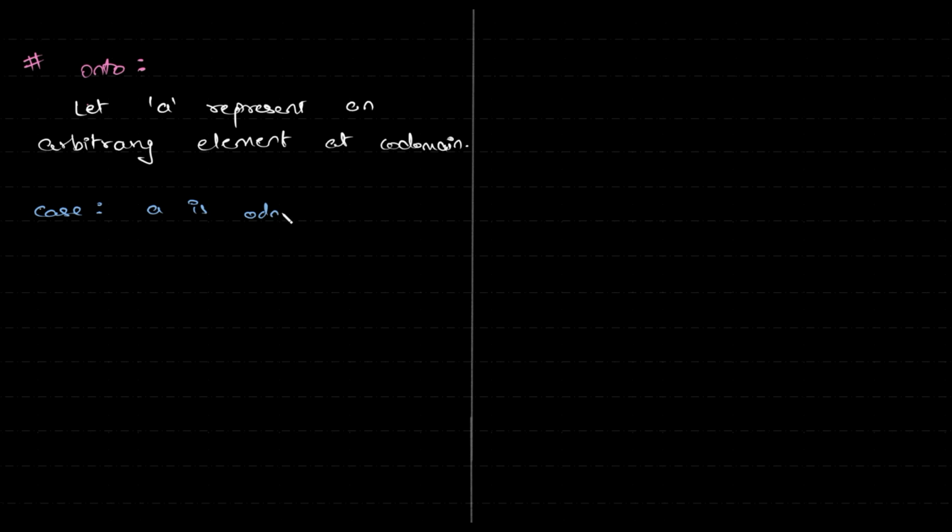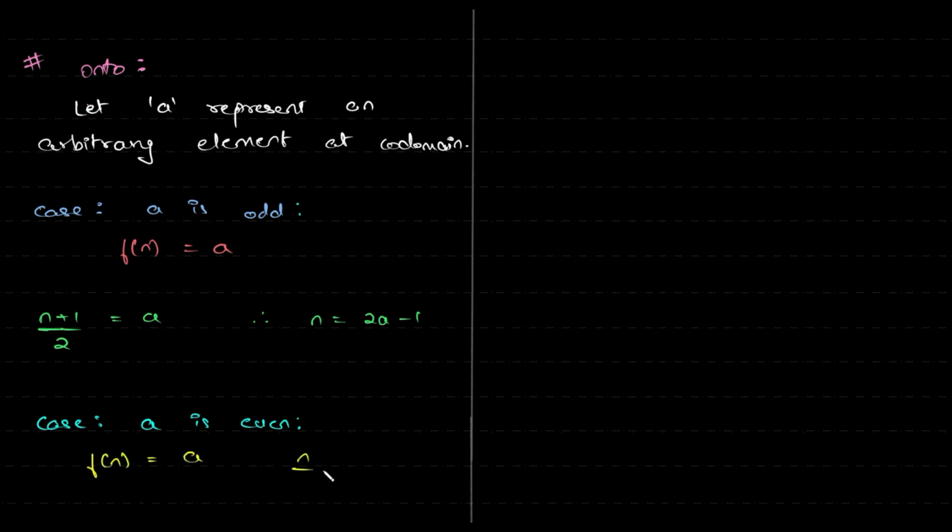So there are two different cases. We're taking A representing an arbitrary element in the codomain. So when A is odd, f of n will be equal to A, and we have (n plus 1) by 2 is equal to A. Therefore, n is equal to 2A minus 1. Case when A is even: then we have f of n equal to A, n by 2 is equal to A. Therefore, n is equal to 2A.